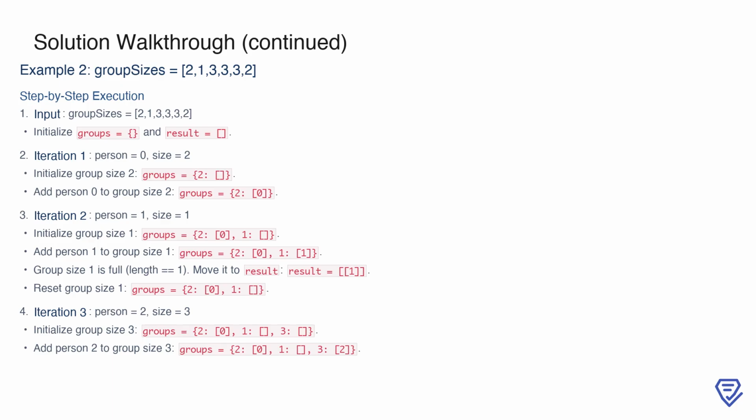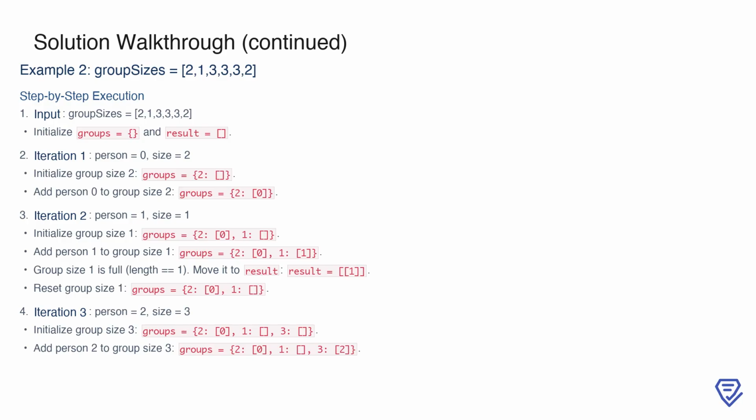Here, we start with a new input, group sizes equals 2, 1, 3, 3, 3, 2. As before, we initialize groups as an empty dictionary and result as an empty list. The first person, person 0, has a group size of 2. Since this group size is not yet in the dictionary, we initialize it as an empty list and add person 0 to it, making groups 2, 0.